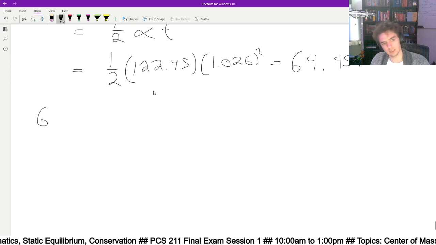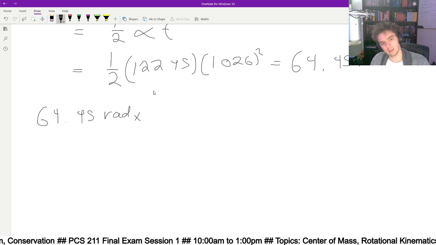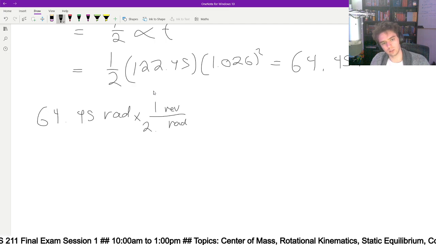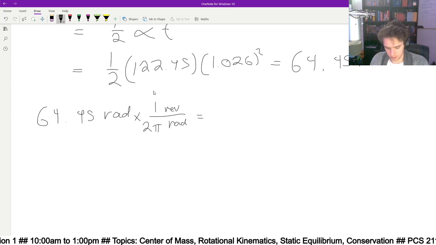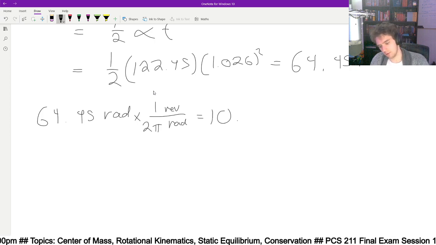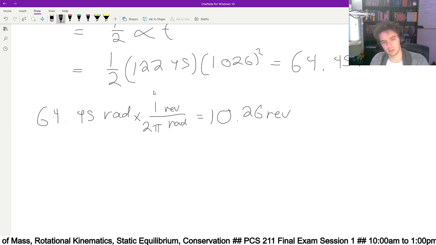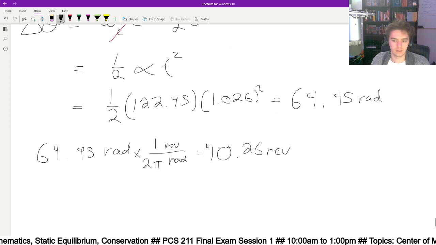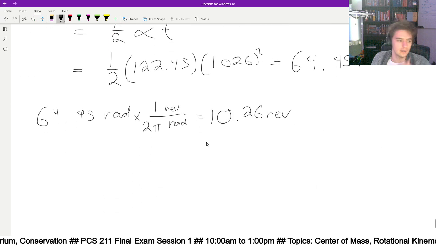I want to turn that into revolutions. So 64.45 radians, converted to revolutions: in 1 revolution there's 2 pi radians, so just divide the answer by 2 pi. I got 10.26 revolutions. That's the answer for that.